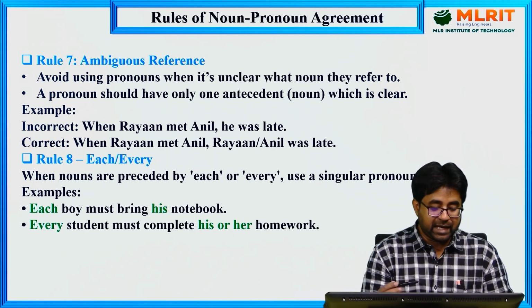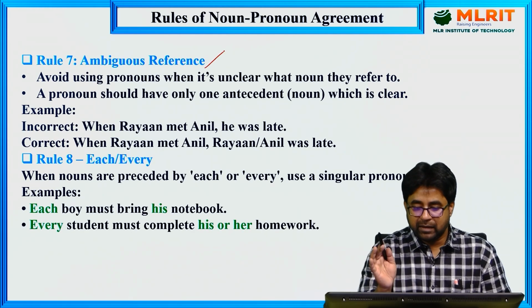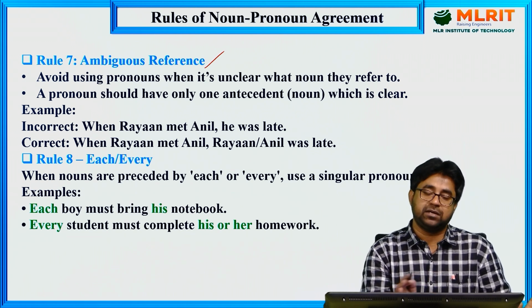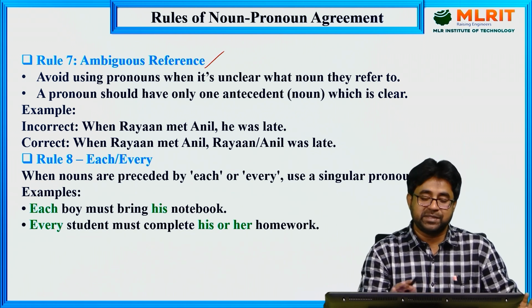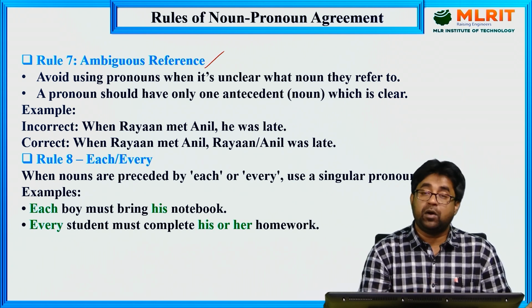Now, let's move to the next set of rules. Rules number 7 and 8. Ambiguous reference. Sometimes a pronoun doesn't refer to the antecedent or noun clearly. The reference becomes ambiguous, and in those cases, the sentence also will not be considered proper, grammatically correct.